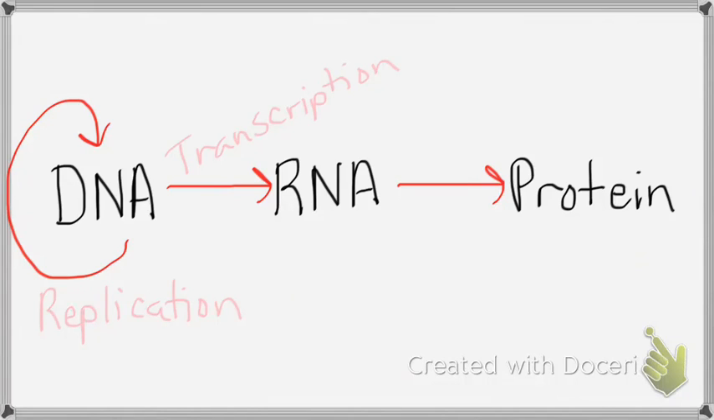And then the information in the RNA is used to make an amino acid sequence or protein. What is that called? Translation. Good job.